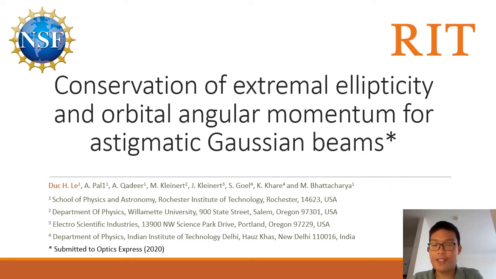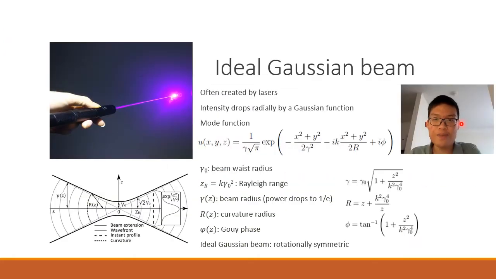So let's begin by talking about the Gaussian beam. Gaussian beams are usually created by lasers, and every Gaussian beam has a waist, also known as a focal point, where the radius is the smallest. As we move away from that waist, the beam radius increases according to this function. And across a cross-section of a Gaussian beam, the intensity will drop as you move away from the axis by a Gaussian function, hence the name Gaussian beam.